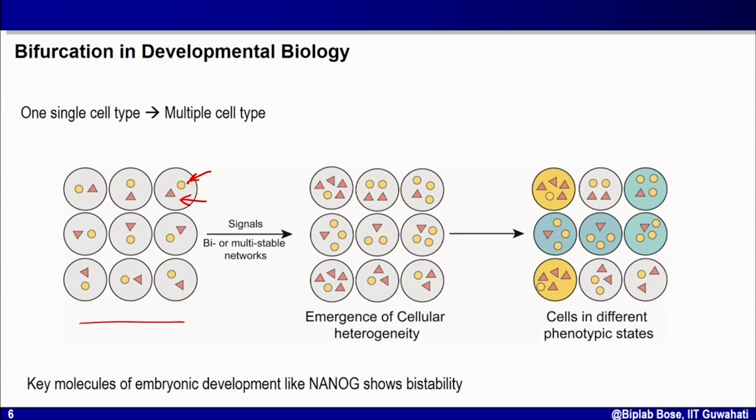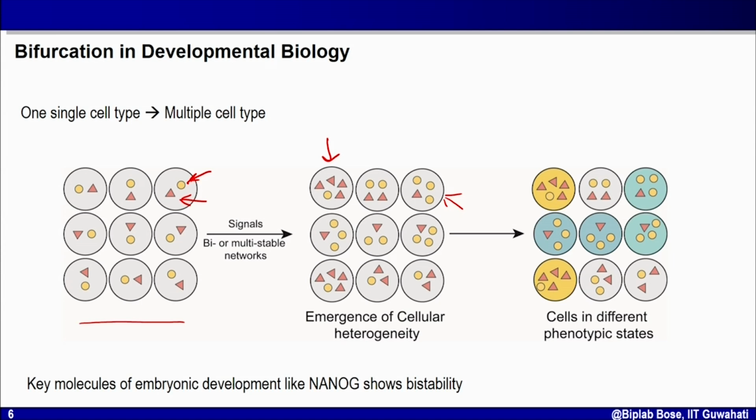So in this case you can see for this cell, for example, the red proteins are higher, whereas for this cell the yellow protein is higher but red protein is lower. So what is happening: from a homogeneous population where most of the cells have almost close numbers of red and yellow protein, as the signal is given and as the system has bistability for both the red and yellow protein, I have two subpopulations now, one having higher red protein and another having higher yellow protein.